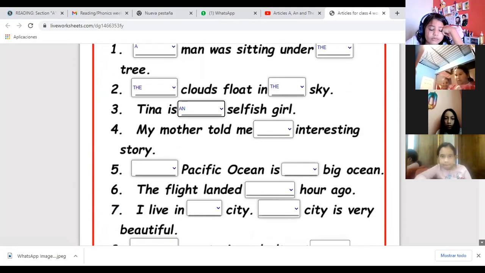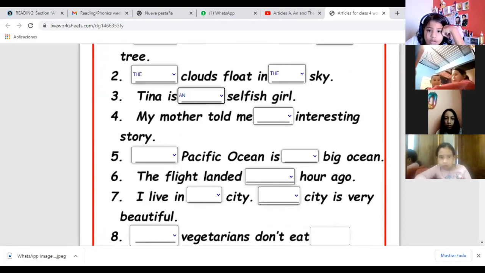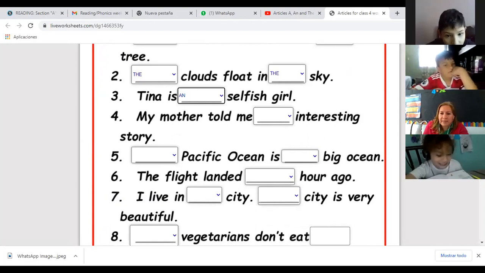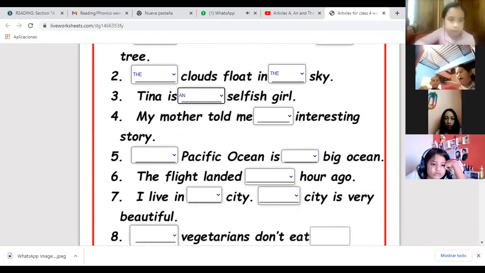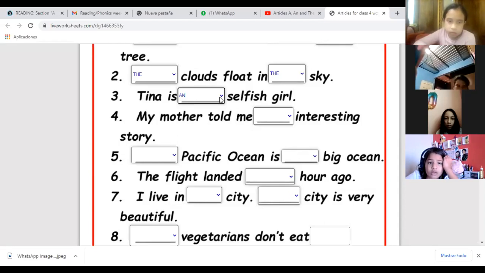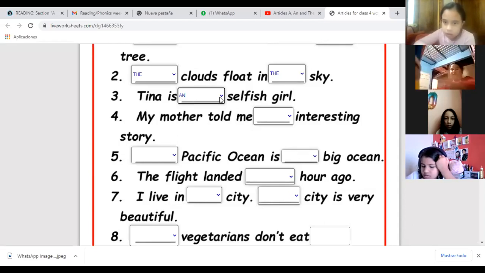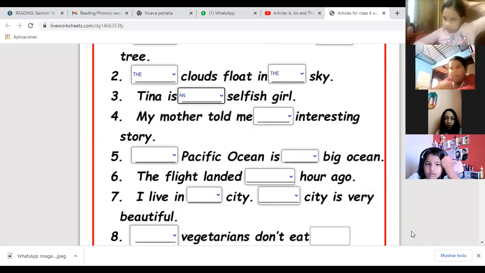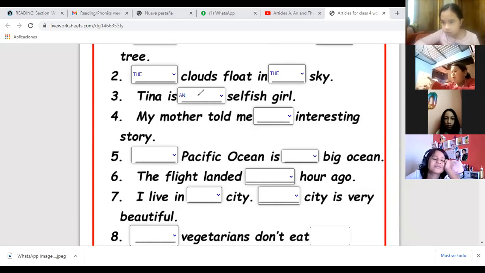An selfish girl. What is the mistake, guys? Why is it a mistake? Explain to me why. Why is it not an? Miss, a is a. Yeah, but explain to me why. I said, what is the mistake and you change it? Tina is a selfish girl. Yeah, but why a and not an? I need you to tell me.